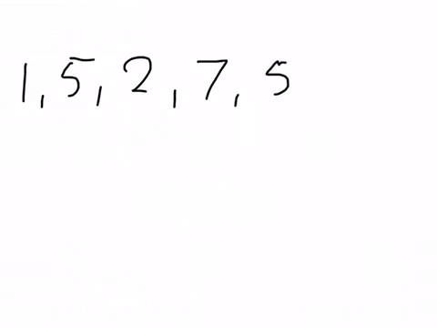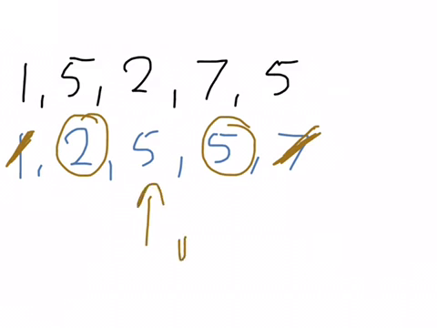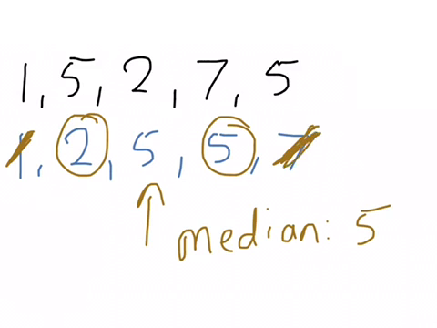Let's look at some examples. Say we have 1, 5, 2, 7, and 5. First thing I need to do is put them in ascending order. So it would be 1, 2, 5, 5, 7. From there, some people have different ways to do this. I partner the numbers up, so I eventually meet in the middle. The highest and the lowest numbers pair up, and then the next lowest and the next highest pair up. The one I'm left with in the middle is my median. I usually do a cross and then a circle, so I know who is partnering who.